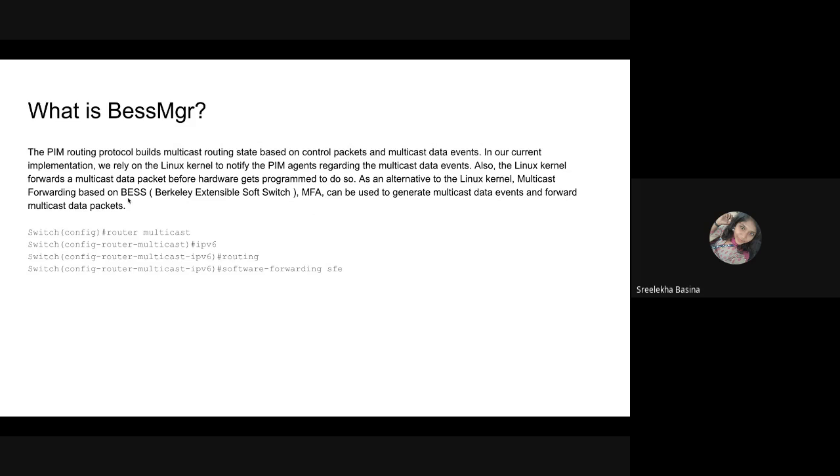The best manager agent, which instead software forwards the multicast data packets. This is configurable from the CLI, and this is the configuration for it. This is for IPv6. If IPv6 is not there, you can just remove the IPv6 step and just use the software forwarding SFE. If we are using IPv6, we also need to explicitly enable IPv6 unicast routing.